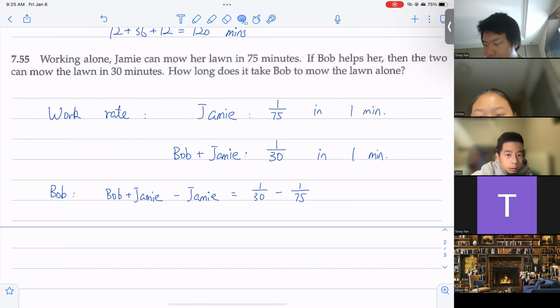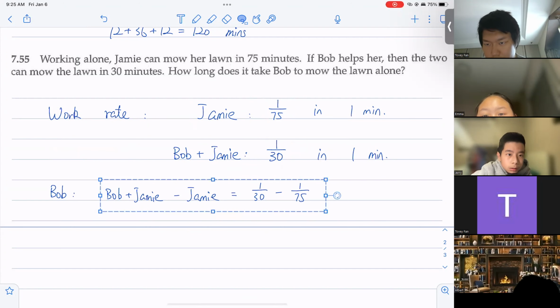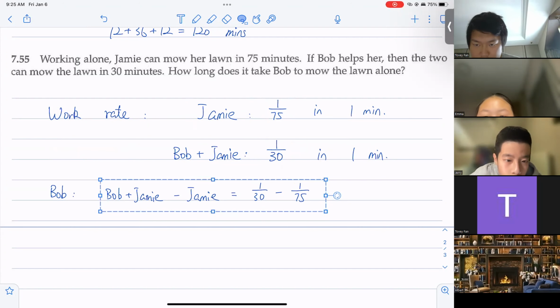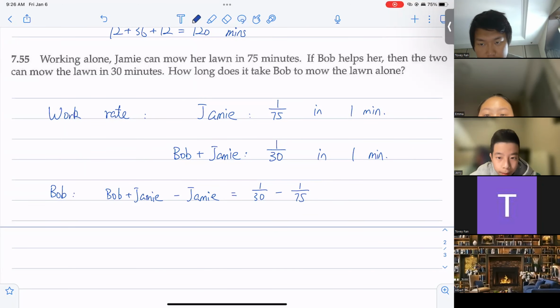Combined, their work rate is 1/30th in a minute. Individually, Jamie can complete 1 out of 75 in a minute. So that means for Bob, you just need to do the subtraction, right? Find the difference of the work rates, and that difference is Bob's work rate. Jerry, does that make sense? Okay, yeah. So Emma, does that make sense?